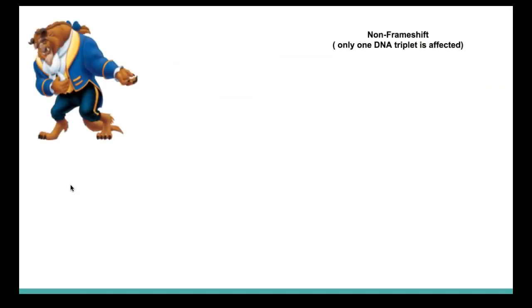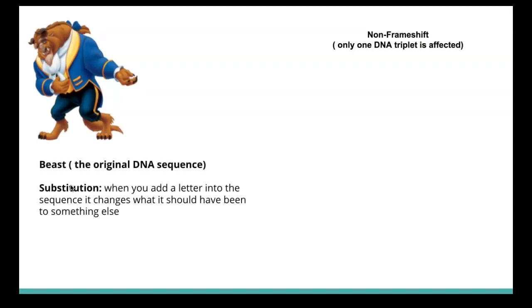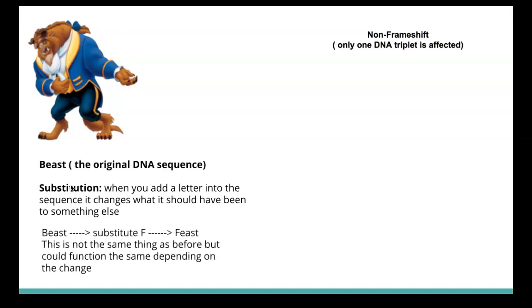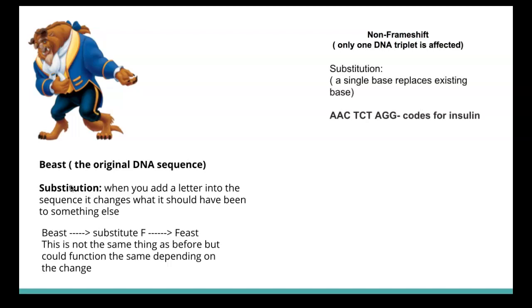The other type are a little bit less dangerous, so non-frame shifts are ones like a substitution, where we just take a letter and substitute it with a different letter. So for example, if we took a B and substituted it with an F, now it says feast, which still says something different, but at least it doesn't mess up everything after that. Okay, so still dangerous, but maybe now only the insulin gene is messed up. So that person now has diabetes or diabetes-like symptoms, but they can still make all of the other genes and all the other proteins in their body.